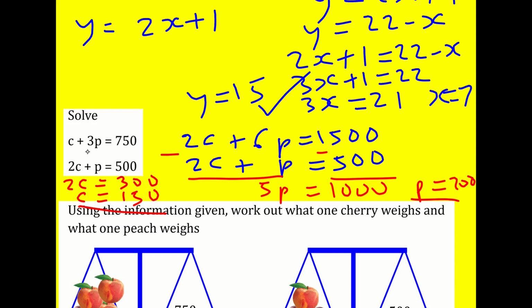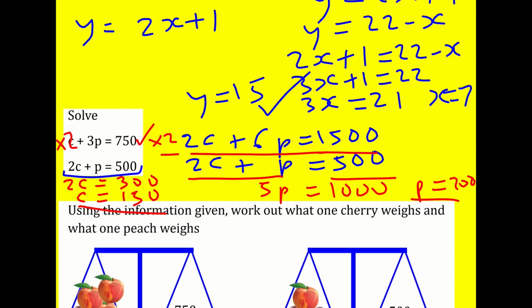I can check them. I can put them back into the top one. I'm going to get 150 plus 600 is 750. I'm correct. I have solved a pair of simultaneous equations which have different coefficients, and the only extra step is that I need to multiply first. So in this case, I multiplied the top one, both sides by 2, which led to this equation here. Now I could have done it by multiplying this bottom one by 3.